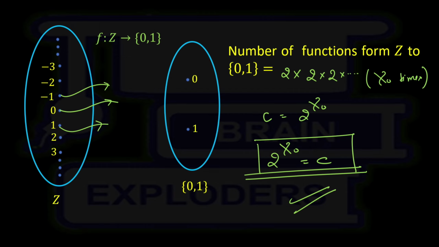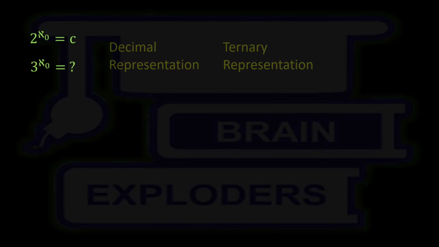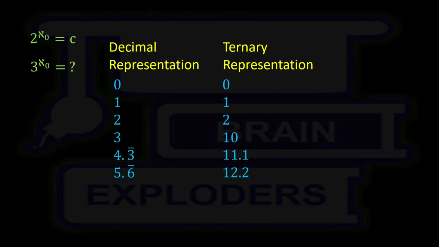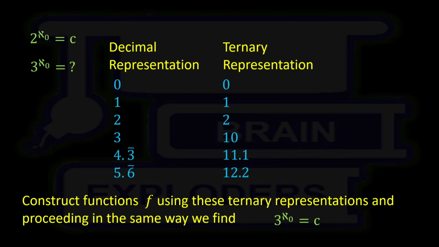Interesting, right? So if 2 raised to the power aleph naught is continuum, then let us see what is the value of 3 raised to the power aleph naught. As we were using binary representations, we can use ternary representations also for the real numbers, right? And for every ternary representation we have a function, and for every function we have a ternary representation, right? So using these representations we can construct a function, and we will find that 3 raised to the power aleph naught is also equal to continuum. In this way 4, 5 and so on raised to the power aleph naught is equal to continuum.